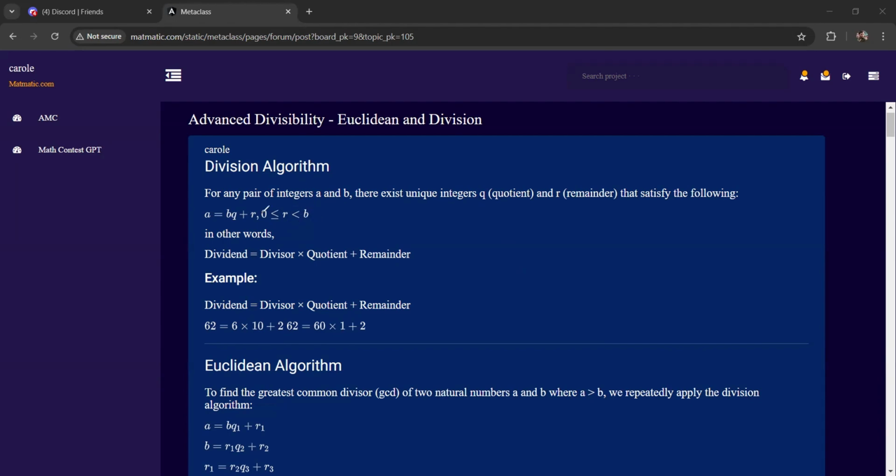So what this means essentially is that A is the dividend and B is the divisor and Q is the quotient and R is the remainder. So essentially, our formula here is just dividend equals divisor times quotient plus remainder.